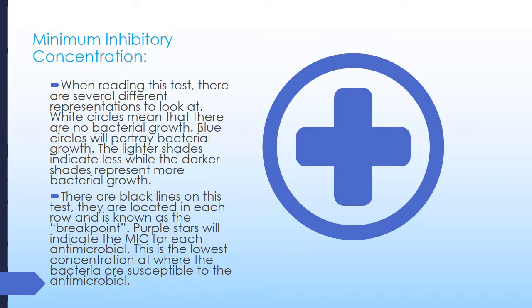When reading this, there are several different representations to look at. White circles mean that there is no bacterial growth. Blue circles will portray bacterial growth. The lighter shades indicate less, while the darker shades represent more.